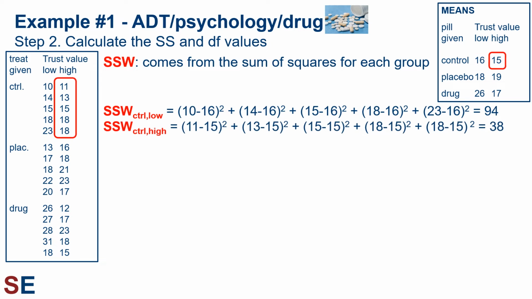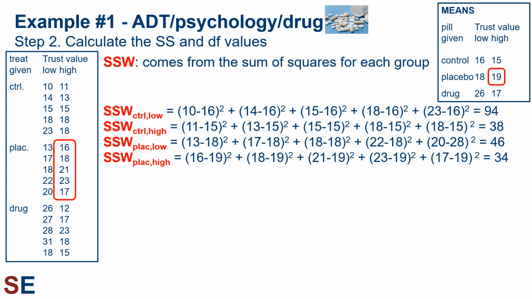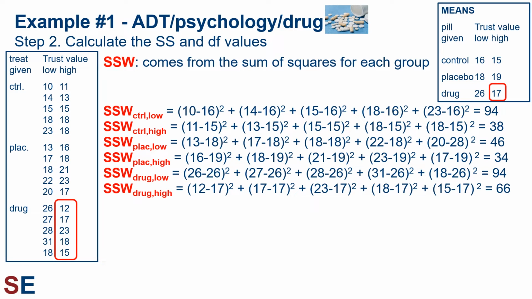Likewise, the SSW for the control treatment high trusting group is 38. The SSW for the placebo treatment low trusting group is 46. The SSW for the placebo treatment high trusting group is 34. The SSW for the drug treatment low trusting group is 94. The SSW for the drug treatment high trusting group is 66.